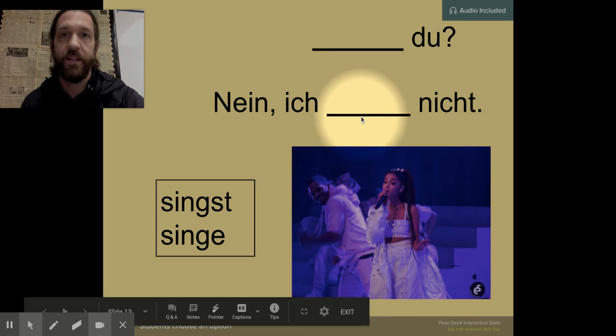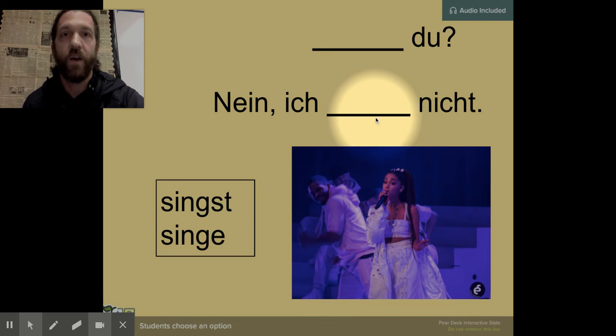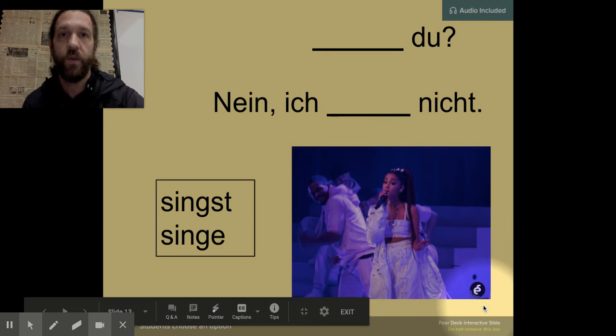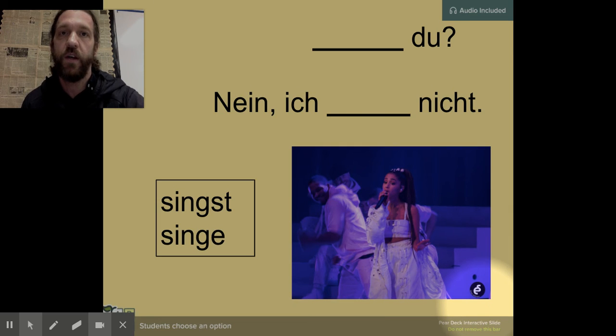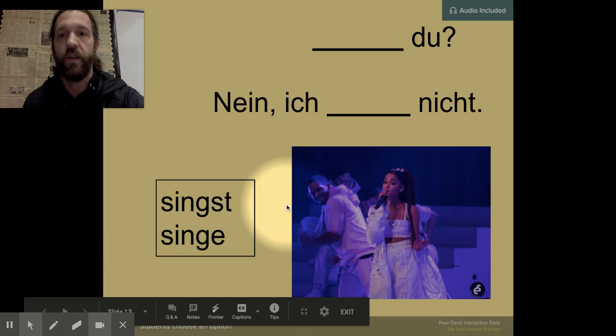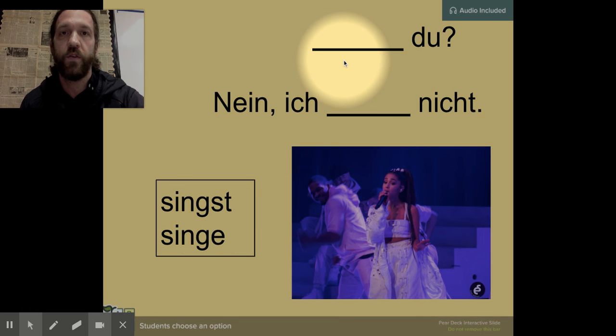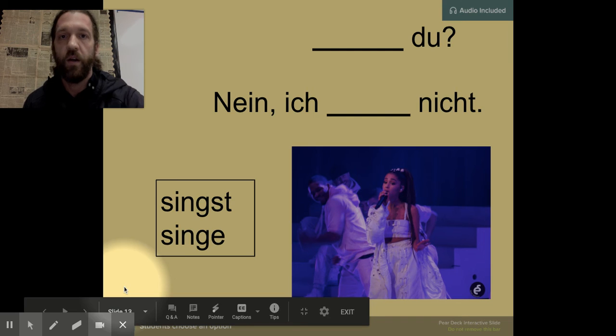Nein, ich singe nicht. All right, so that audio is important, because when you listen to it, you'll hear me say the correct answers. So it's a listening comprehension activity, and then you're also figuring out the correct verb with the correct ending that goes in that blank. So it's a grammar construction activity also. All right, so that's it for this activity.